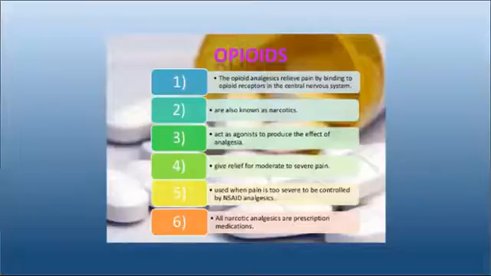Okay, I found this picture I thought was really good, because now we're going to get into the opioid analgesics, which start briefly on the bottom of page 356 and then go flip on over to page 358. It explains how they are used. Yes, they are often called narcotics. They act as an agonist to produce the effect of analgesia in your body. They give relief to moderate to severe pain. They are used when pain is too severe to be controlled with NSAIDs. All narcotic analgesics are prescription because they're controlled substances.